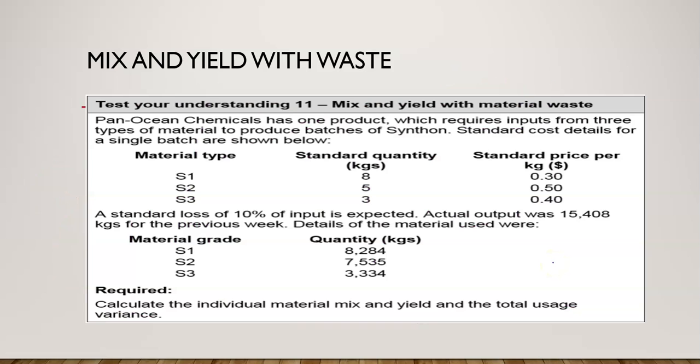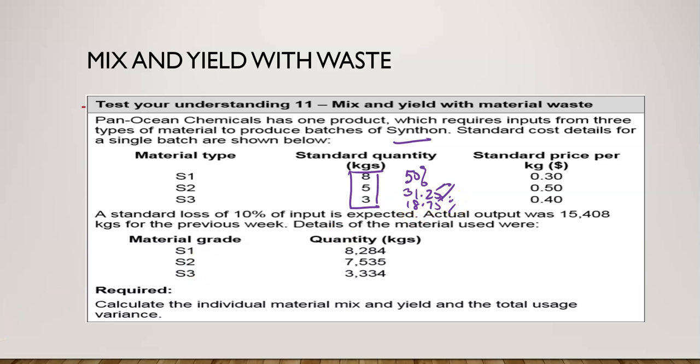So from a mix point of view, this is very similar to what we have always done. Have a quick read; you can pause it and read, but I'll carry on, and then come back to the question. We're making this product, Synthon, and we have agreed these standard components, which is a standard mix: 8, 5, and 3. That's 16 in total, so the mix is 50%, 31.25%, and 18.75%.